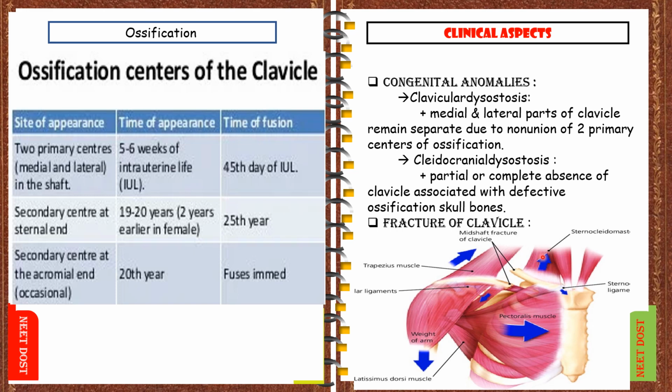When a person comes with a fracture of the clavicle, he will come to the hospital holding his sagging upper limb with the opposite hand. These are the characteristic features of fracture of the clavicle.